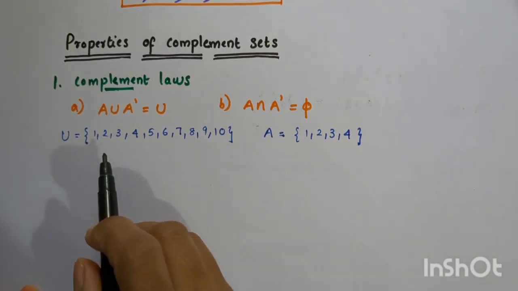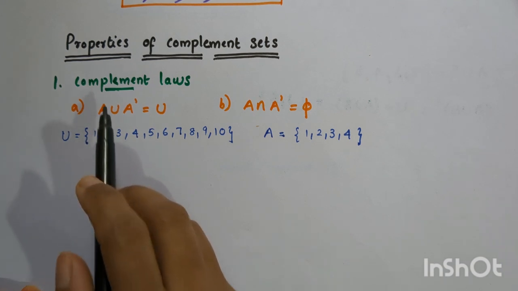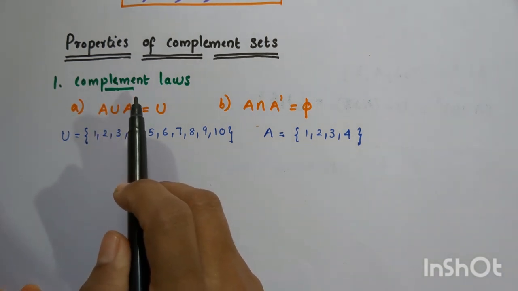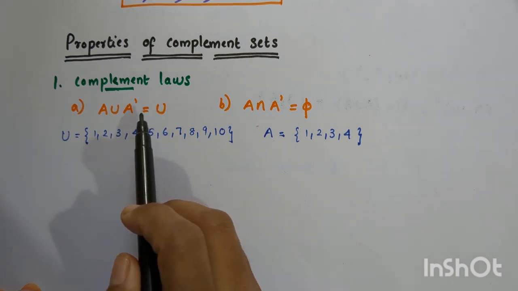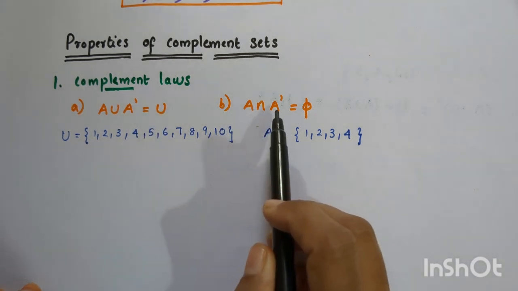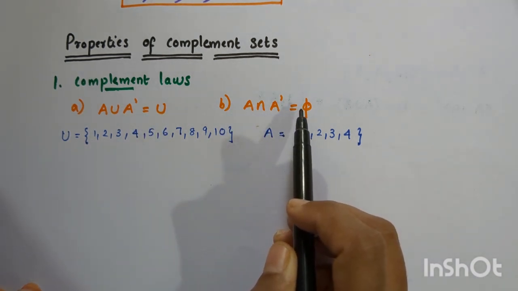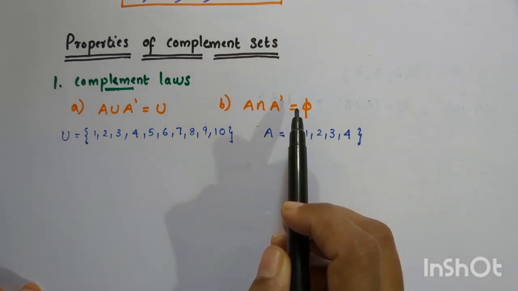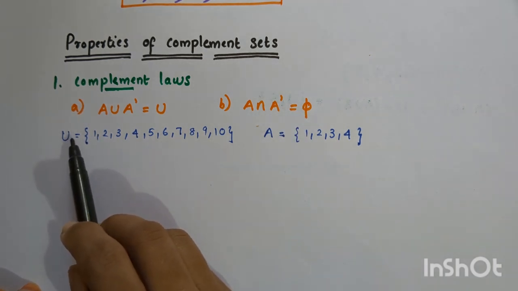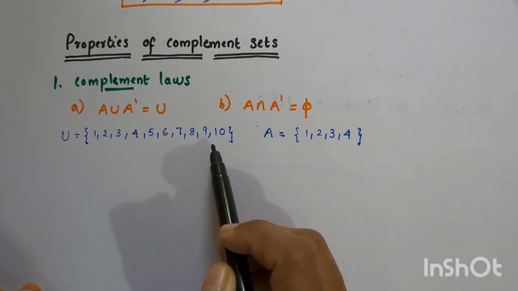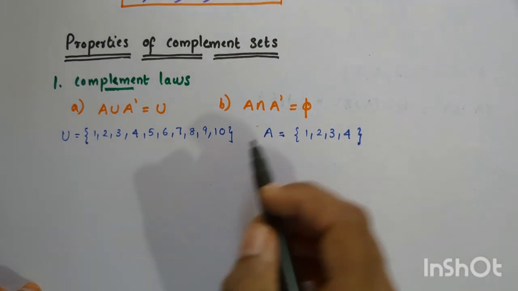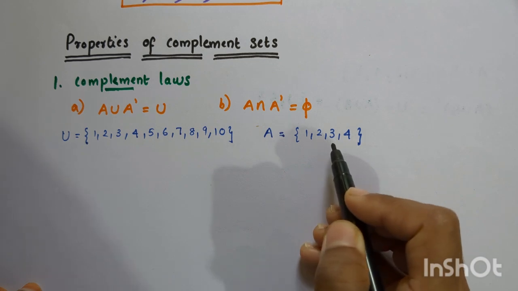Now, let us see some properties of complement sets. The first one is complement laws. That is, A union A complement will be the universal set U, and A intersection A complement will be phi, which is the null set or empty set. For example, let us take the universal set U to be the set of 1, 2, 3, 4, 5, 6, 7, 8, 9, 10. These elements are there in U. And let A be the set of elements 1, 2, 3, 4.